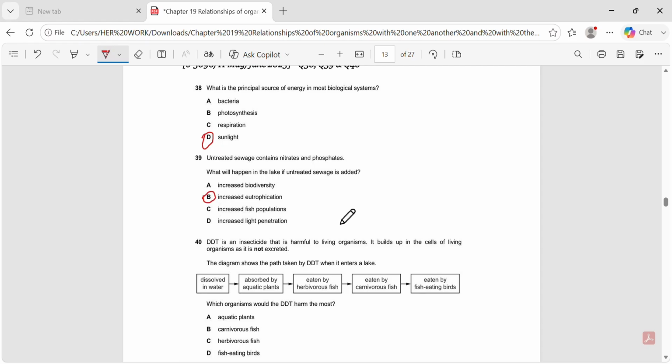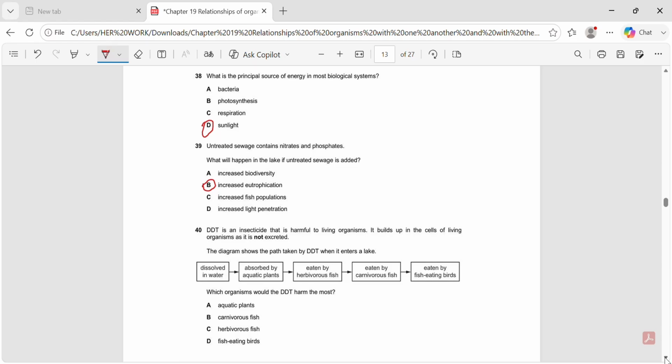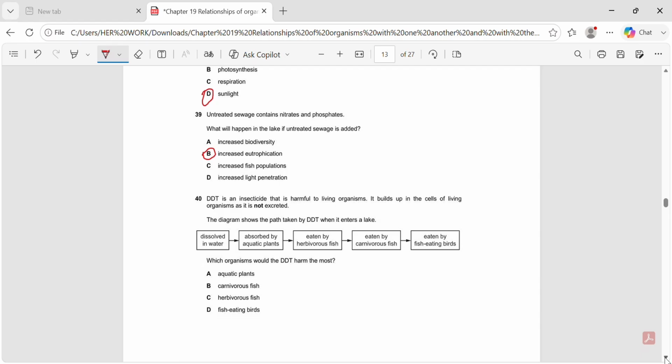Then the next one says, DDT is an insecticide that is harmful to living organisms. It builds up in the cells of living organisms as it is not excreted. The diagram shows DDT moving from the water to aquatic plants, then to herbivorous fish, carnivorous fish, and finally to fish-eating birds. This question is based on bioaccumulation and biomagnification. As DDT moves up each trophic level, its concentration increases because it is not broken down or excreted. Therefore, the organisms at the highest trophic level accumulate the greatest amount of DDT and are affected the most. So, D is the correct answer because the fish-eating birds receive the highest concentration of DDT.